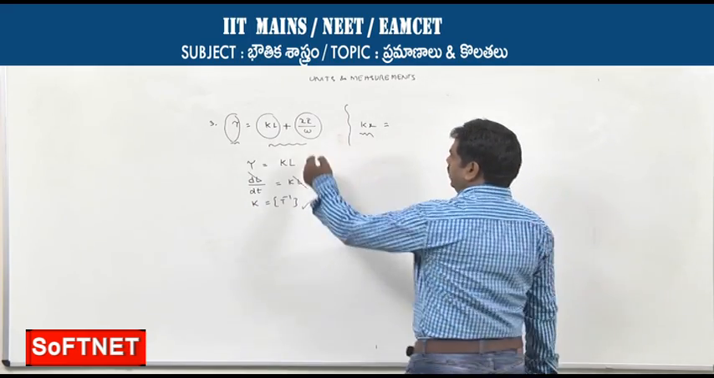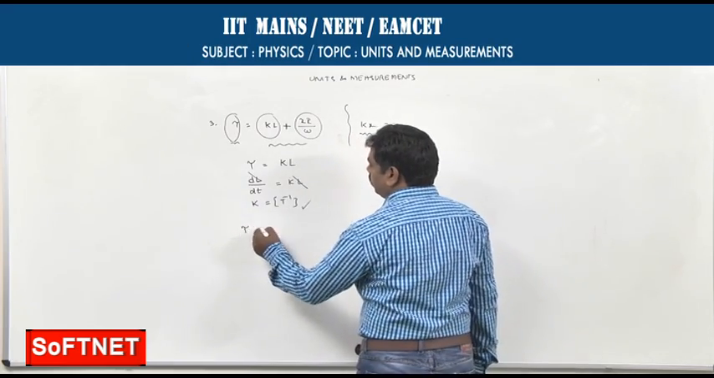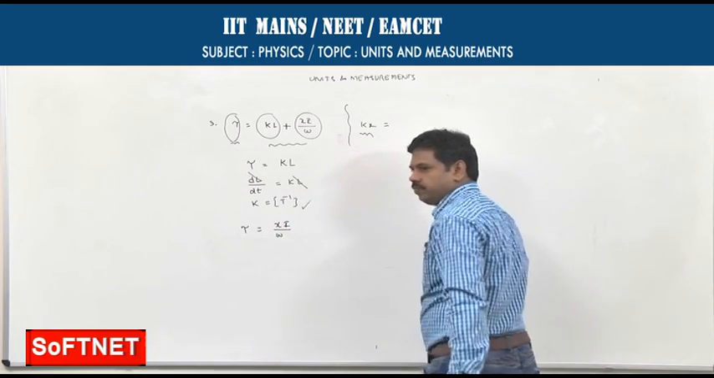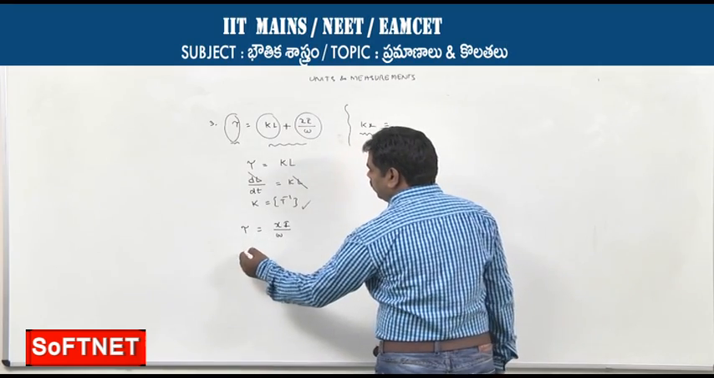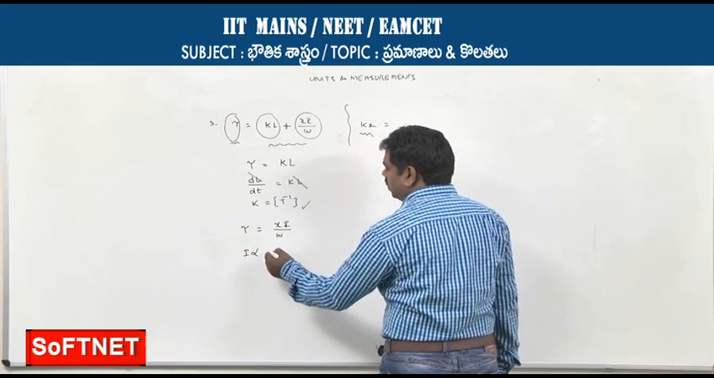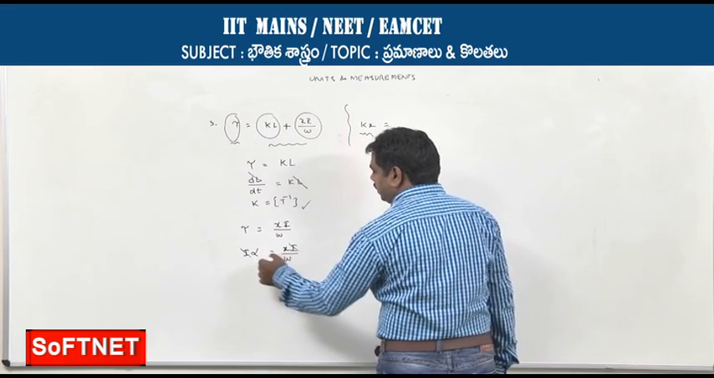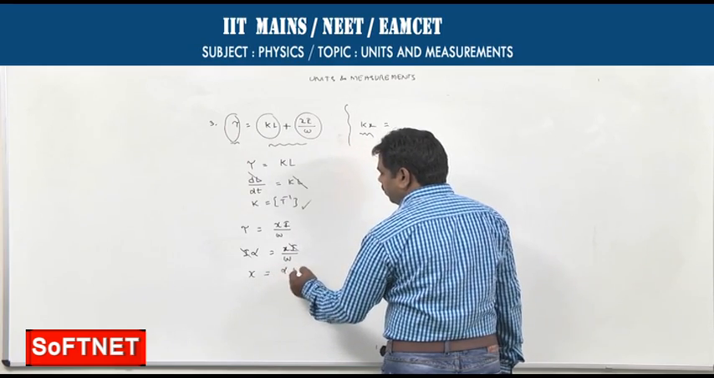Now let us find out the dimensions of x. Torque tau is equal to xi by omega. Simply we can use the relation again: torque tau is equal to I alpha, which is equal to xi by omega. I gets cancelled. Then x is equal to nothing but alpha into omega.